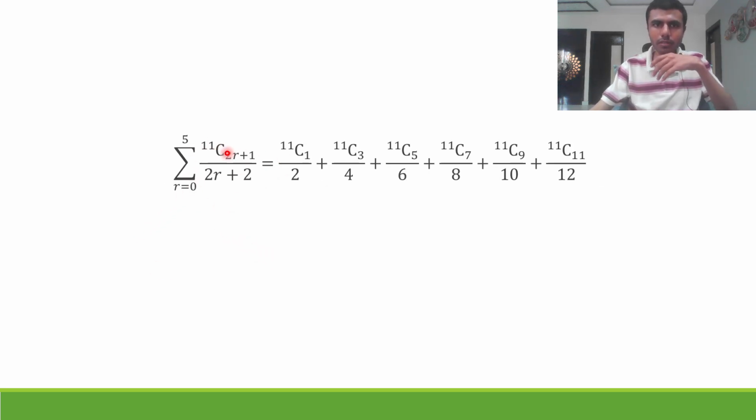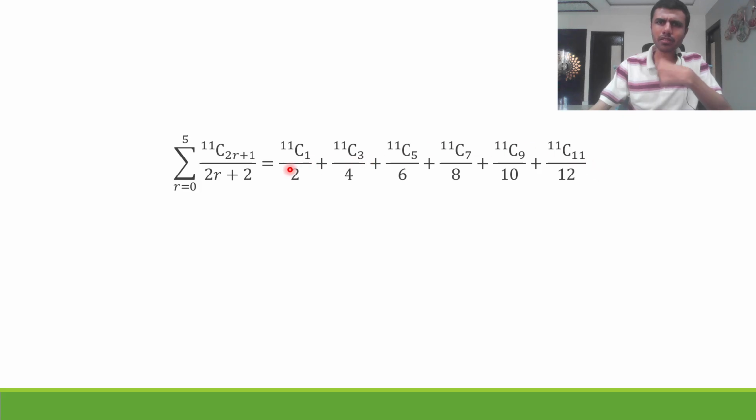So how to expand it? See, r is going from 0 to 5. That means r can be 0, 1, 2, 3, 4, 5. There are 6 values of r. If I put r as 0, I'll get 11c 2 into 0 plus 1, that means 11c 1 by 2 into 0 plus 2, 2. If you put r as 1, 11c 2 into 1 plus 1, 11c 3 by 4. Like this, if you expand, this is what you'll get. Now this is what I got.